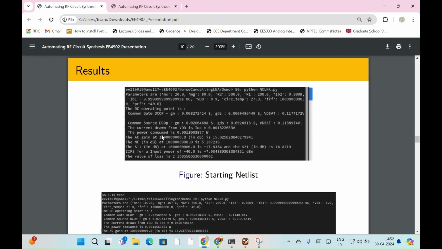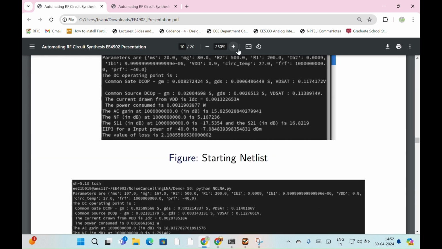And this is the initial starting netlist. The parameters have been picked such that the input impedance is around 50 ohm. And as you can see, the AC gain is around 15.8, power is around 1.19 milliwatt, noise figure is around 5.1. The noise figure spec is not met. S11 is around minus 17.54, IIP3 is around minus 7 point something dBm, and loss is 2.1.